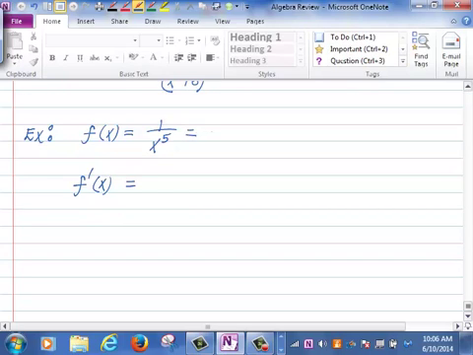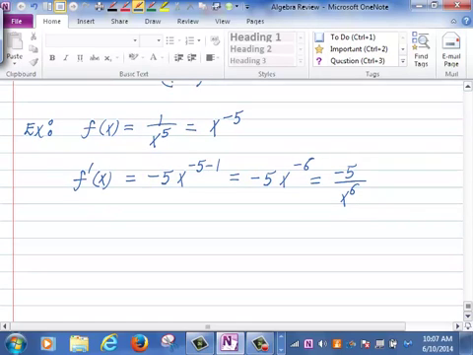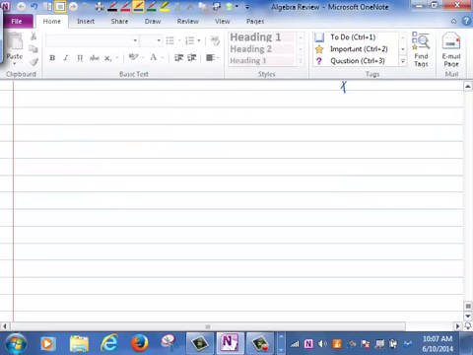All you need to do is really write it as x to the negative 5, and then say this is negative 5 x to the what? Yeah, it's negative 5 minus 1, right? Negative 5 minus 1. So that will be negative 5 x to the negative 6, which is negative 5 over x to the 6. Okay? Once again, you are allowed to apply the quotient rule. There is nothing wrong with that, but I think it's a little more work than needed.